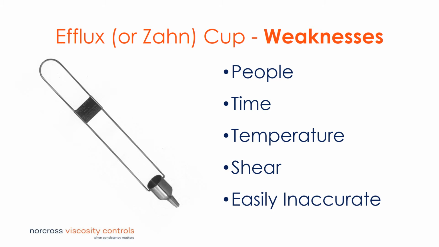And they're easily inaccurate. Efflux cup accuracy depends on consistency of the cup size and consistency of the hole size. The problem is that these are used in an industrial environment. Any ding or dent that causes the cup or hole to vary affects the measurement. Additionally, many of these cups are available very inexpensively from online resources, and they're not always manufactured to the standards required to ensure accuracy.